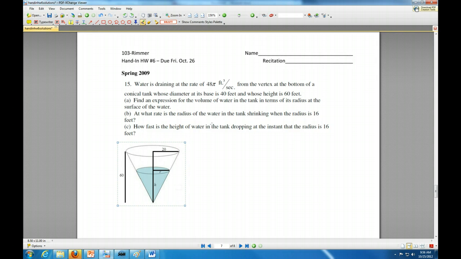The water's leaking out, and so the water level is decreasing. The tank has a radius of 20 because its diameter is 40, and its height is 60. So this is the picture that represents this first sentence. When they say that water is draining out at a rate of 48 pi, this is how volume is changing. This is dV/dt: negative 48 pi. It's decreasing.